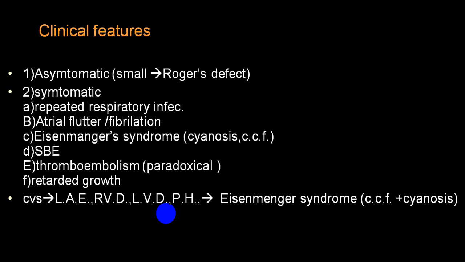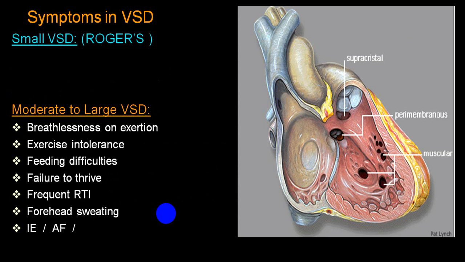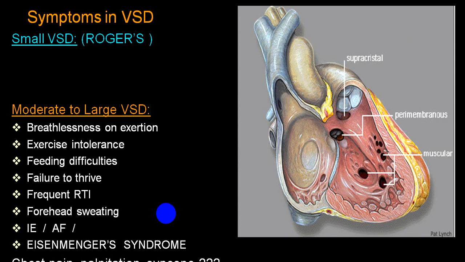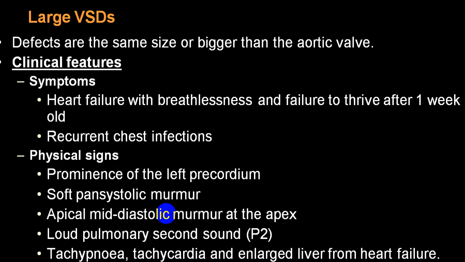So in Eisenmenger syndrome, you will have a reversal of the shunt. In a small VSD, it is usually asymptomatic, while in moderate VSD there will be SOB, exercise intolerance, feeding difficulty, failure to thrive, frequent recurrent respiratory tract infection, forehead sweating, infective endocarditis, atrial flutter, fibrillation, Eisenmenger syndrome, chest pain, palpitations, and syncopal episodes, which are quite common. While Rogers is usually asymptomatic, at the maximum you hear a murmur. This we have already mentioned, so I am skipping over.